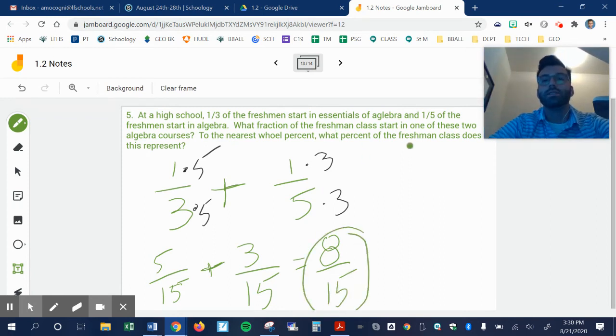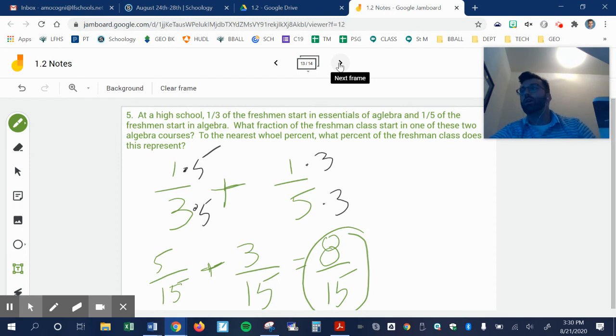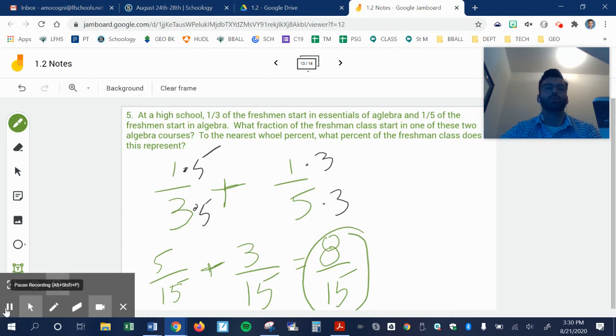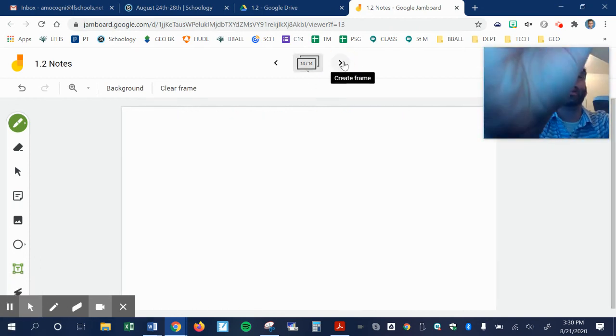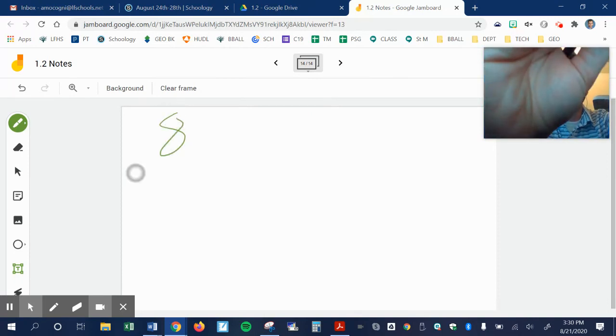The second part says the nearest whole percent. What part of the freshman class does this represent? I'm going to do that on the next page so I can write all over it. All right, so what you want to do for that part, it's a little bit weirder. It's a little weird here for the second part of the question.